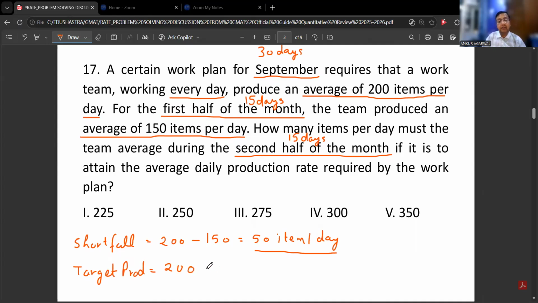And I am in a shortfall of 50 items. So I have to increase this much. And now I have to produce 250 items per day to achieve the target. And this way I am getting my option as the second option, right? This is the one way.